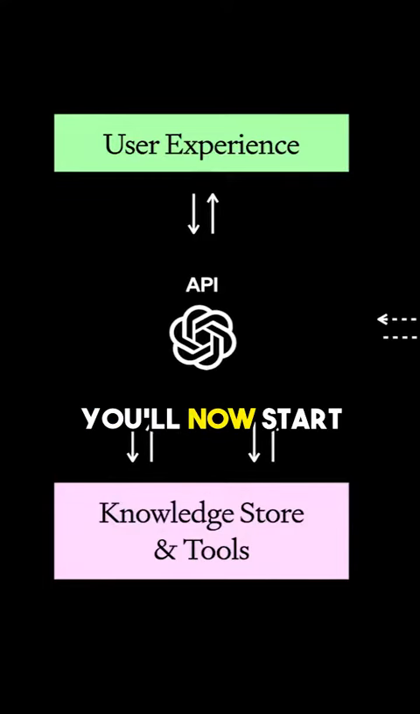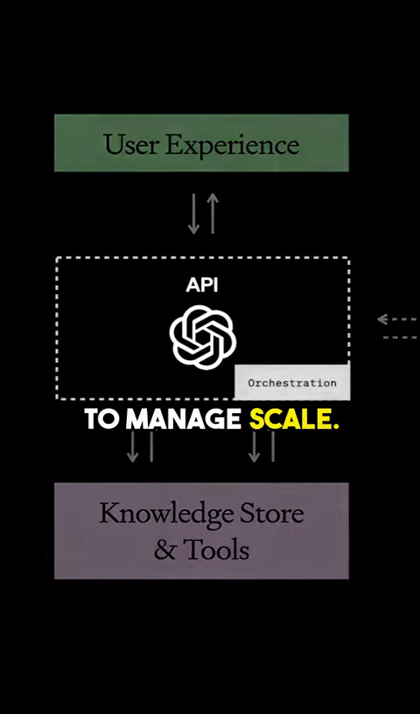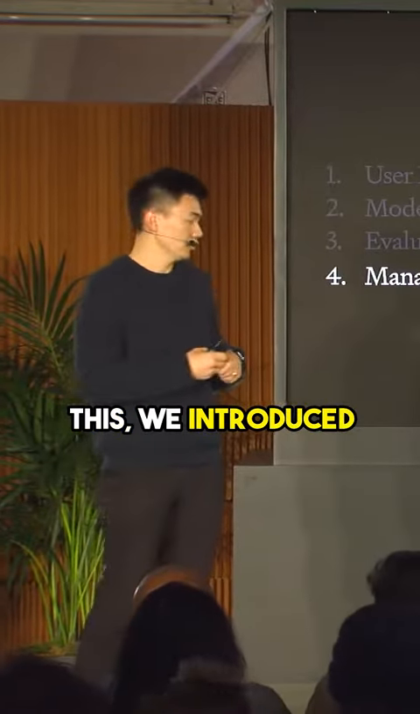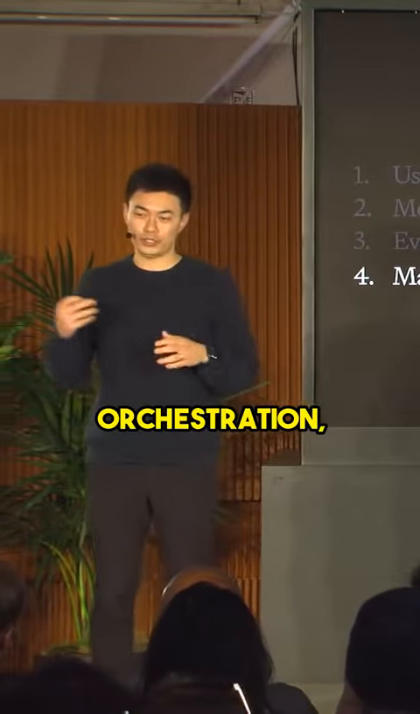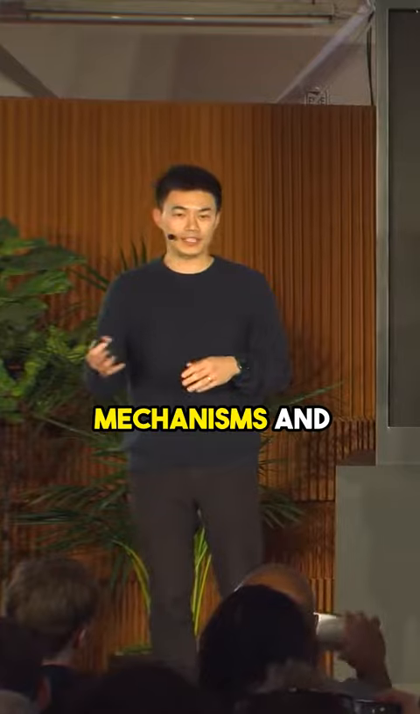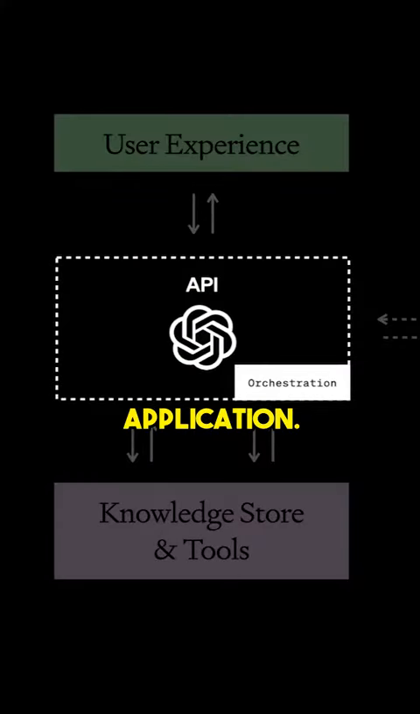So oftentimes, you'll now start thinking about how to manage scale. And oftentimes, managing scale means managing around latency and managing around cost. And so with this, we introduced the final part of our stack, known as orchestration, where you can manage around scale by adding a couple of additional mechanisms and forks into your application.